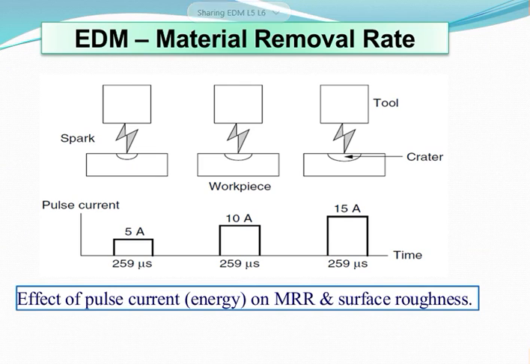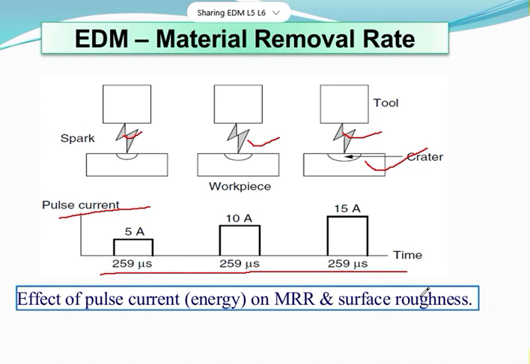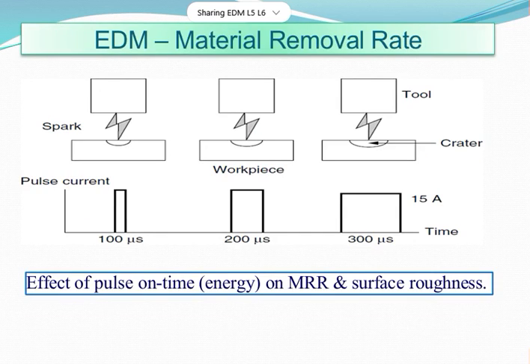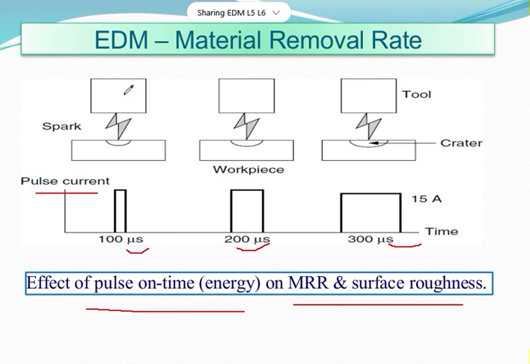As you can see, this is the EDM material removal rate. Various sparks are generated and the crater is occurring. This is the pulse current, how much current is being provided, and the surface roughness achieved has been mentioned here. Now this is the effect of pulse on time, or the energy, on MRR and surface roughness. You can see this is the surface roughness you are getting. This is the pulse current. This is the tool, this is the workpiece, and this is the crater that has been generated.